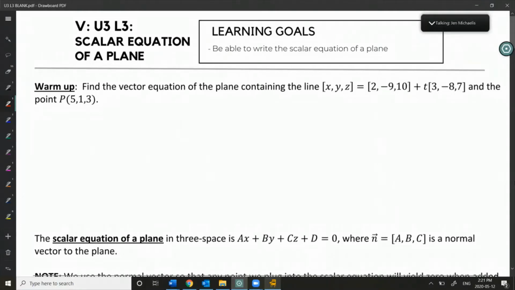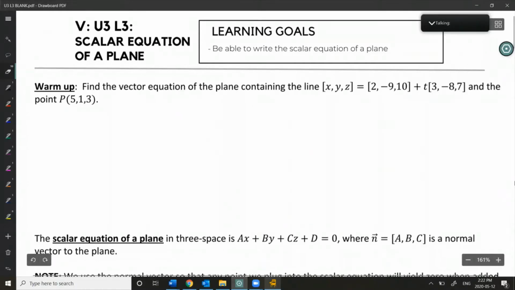Now, in order to find the vector equation of a plane, we need two direction vectors and a vector that goes from the origin out to a point on the plane. So I have one direction vector already contained inside my line, and that is the vector (3, -8, 7). And so I'm going to use that as my first direction vector.